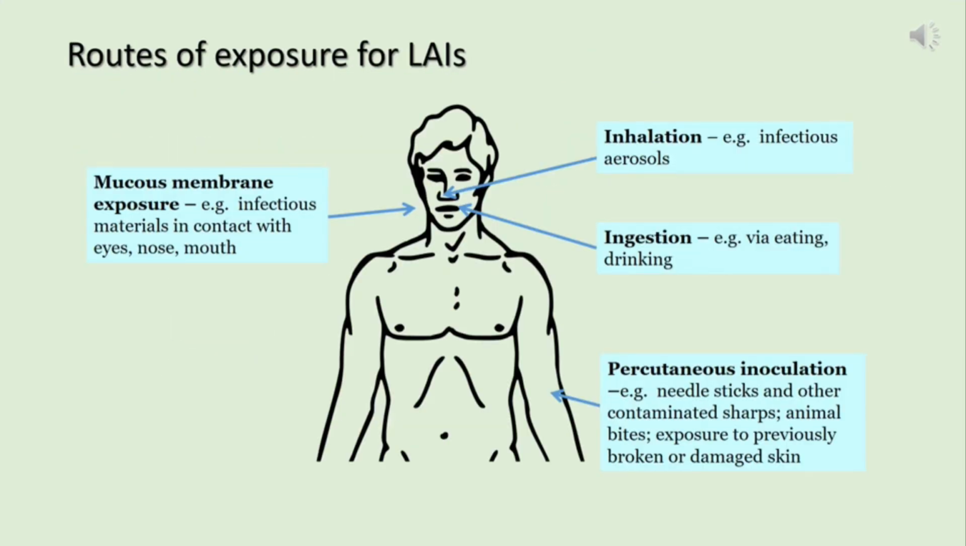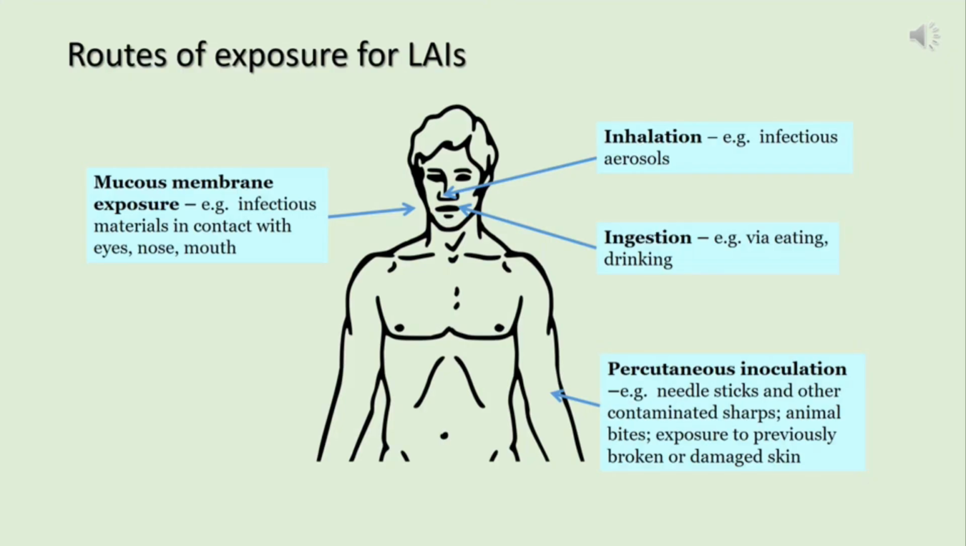Let's look at some of the ways the laboratory acquired infections can occur via the 4 routes. Mucous membrane exposure can occur if infectious materials get in contact with your eyes, nose, or mouth. For example, if you had contaminated gloves and you touched your eyes, then the infectious material can get into your eyes. That's mucous membrane exposure. Or let's say you were handling some biological agents and you were not wearing safety goggles and some of them splashed into your eyes. That is also mucous membrane exposure. So that's via eyes, nose, or mouth.